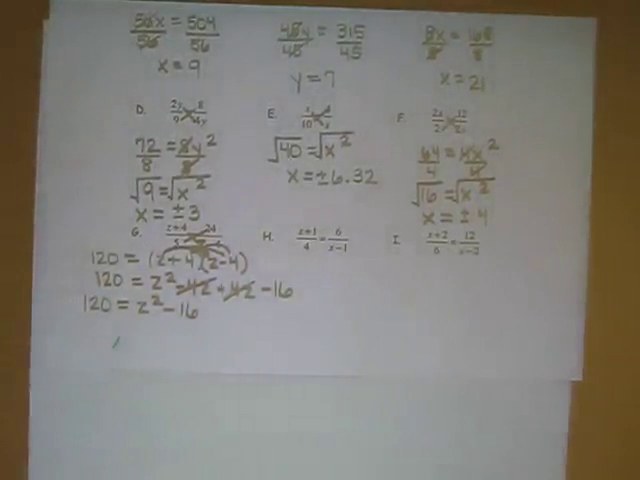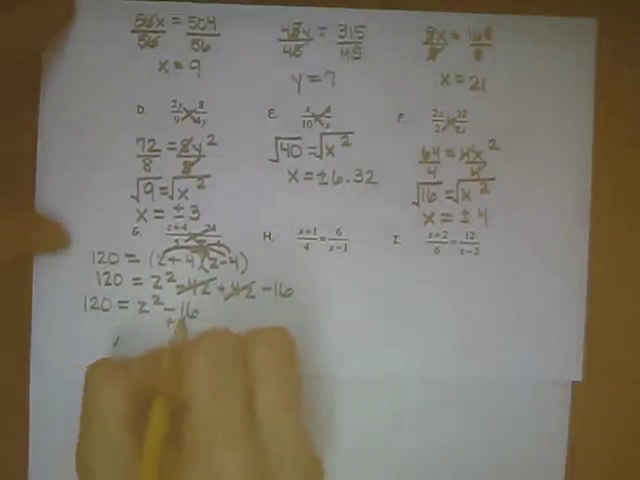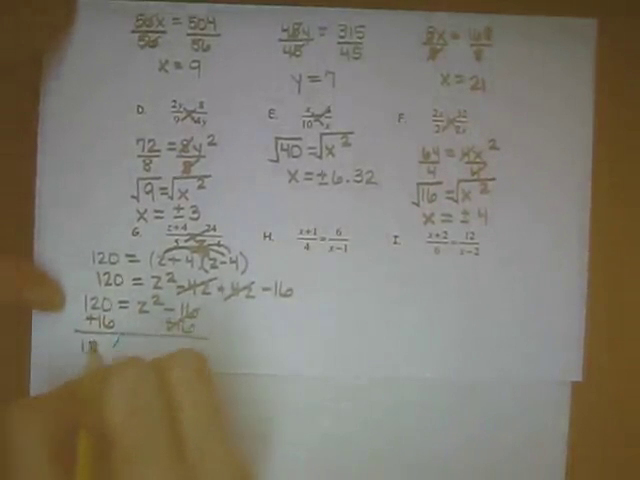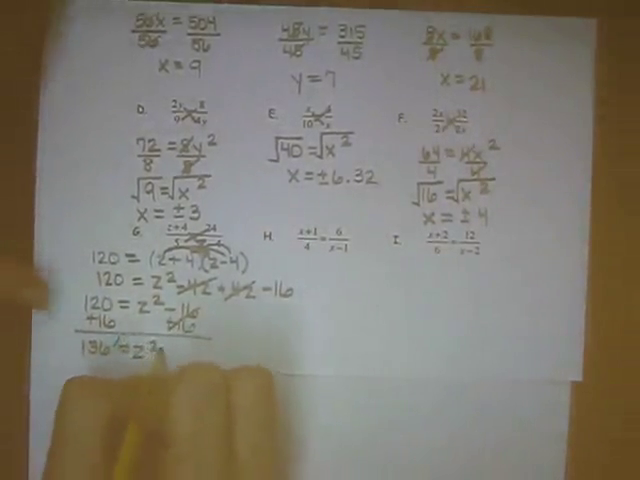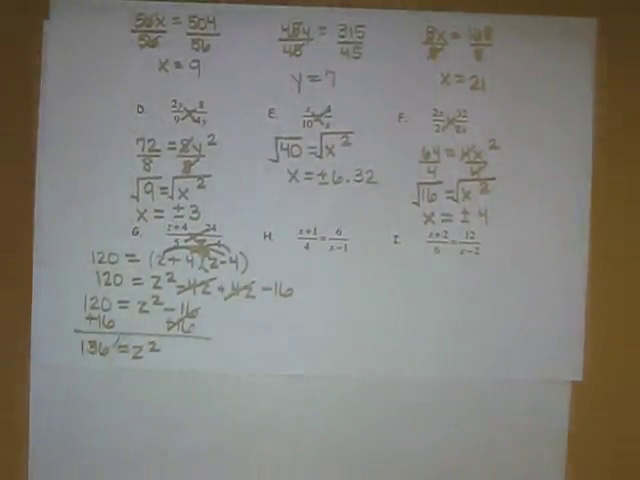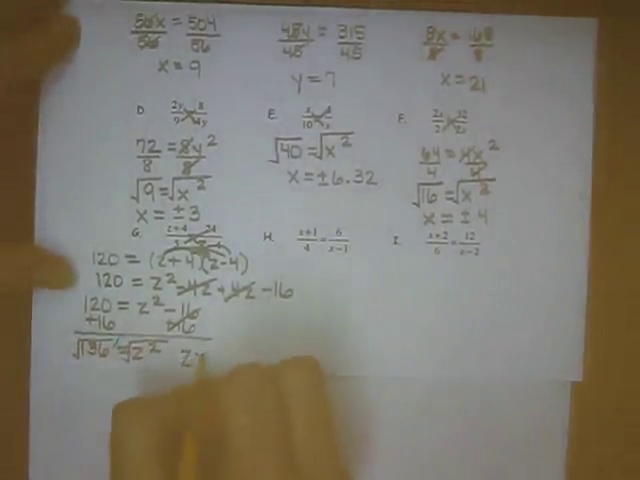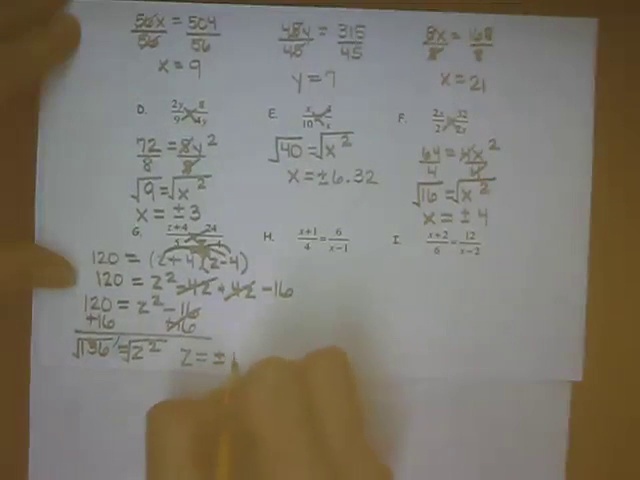And then in this situation, we just continue on by trying to get z by itself. So the first thing I'm going to do is add 16. So we have 136 equals z squared. And then to undo a square, we are going to square root. So then we have z equal to the plus and the minus of 11.66. And that will be our solution.